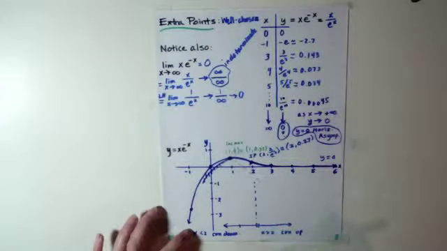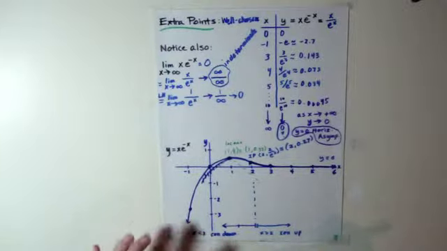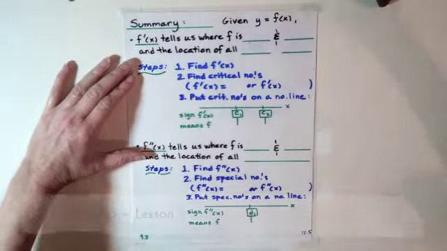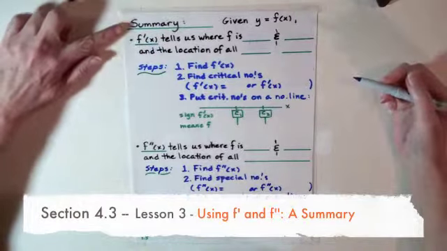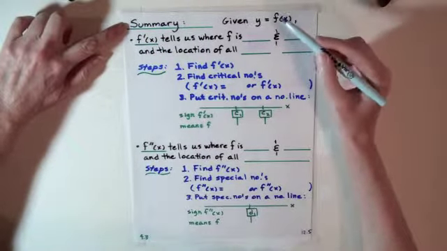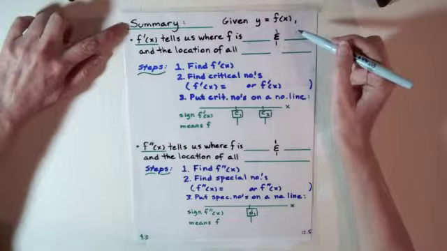And now what I'd like us to do is just summarize what we've talked about in this section. So let's go ahead and summarize what we've talked about in this section. I'm turning to page 13 of this section, and at the top you'll see the word summary. So suppose I'm given a function y equals f of x.